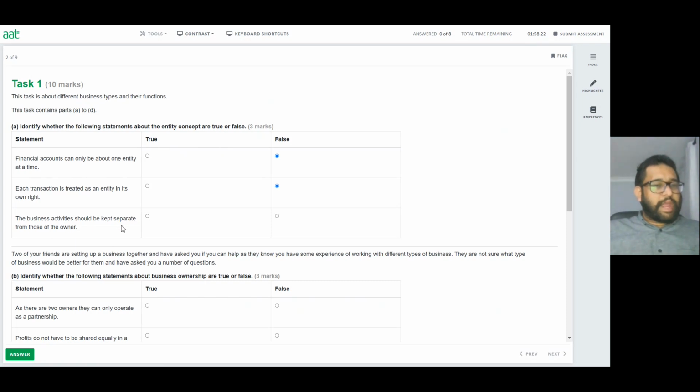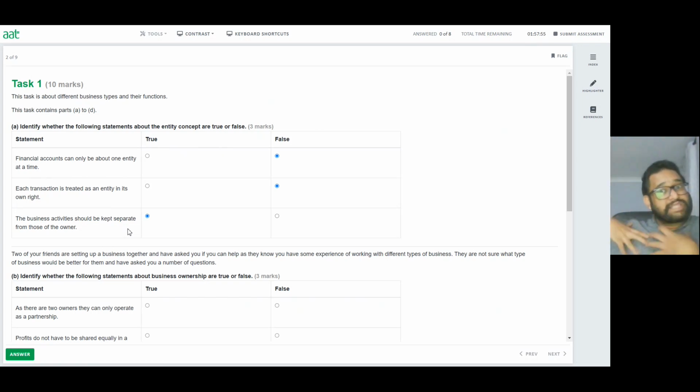Business activities should be kept separate from those of the owner. Yeah, of course, that is the purpose of your dual entity. Your business, for the purpose of accounting, is separate to the owner. Why? When the owner gives money to the business, we owe that money back to the owner. So we are creating ourselves a liability, a capital. Therefore, the owner is now a third party.